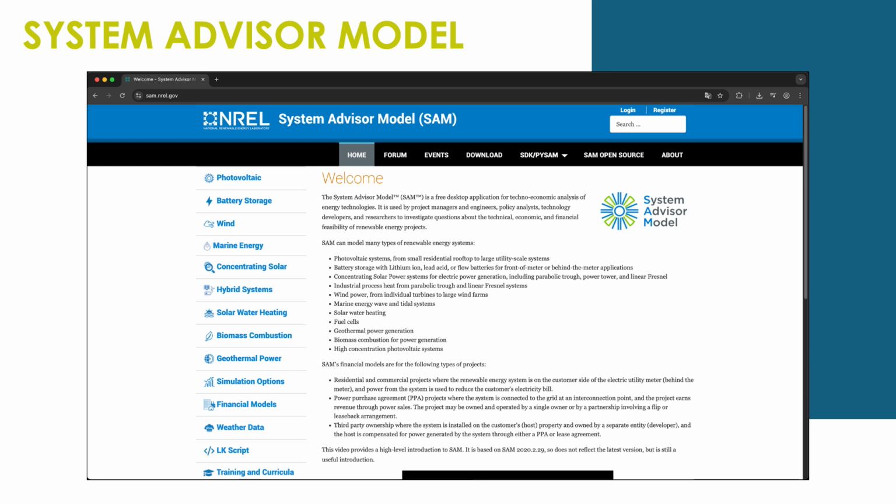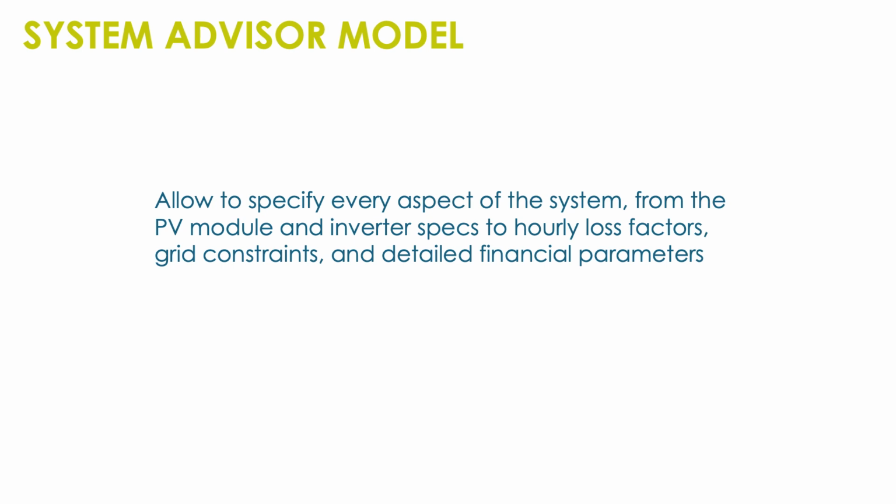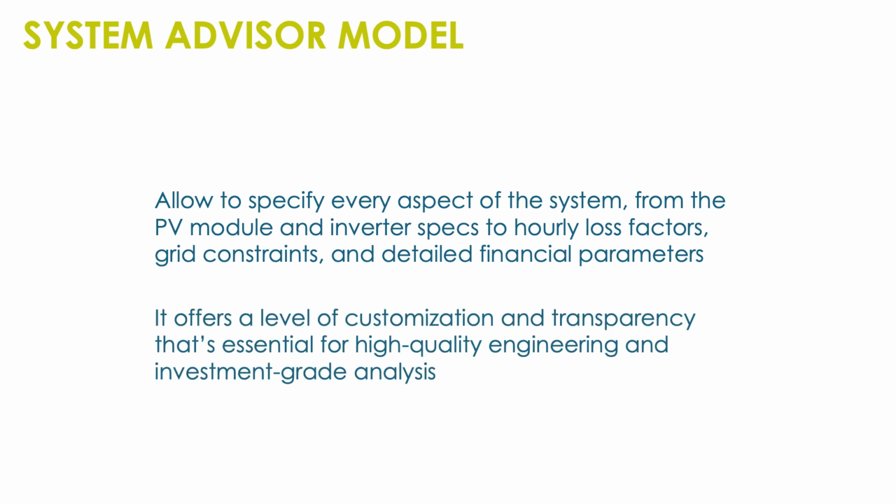If greater precision or control is needed, for example in a pre-feasibility study or financial assessment, more advanced software is often used. One such tool is the System Advisor Model, developed by NREL in the United States. SAM allows you to specify every aspect of the system, from the PV model and the inverter specs to hourly loss factors, grid constraints, and detailed financial parameters. While it's more complex to use, it offers a level of customization and transparency that is essential for high-quality engineering and investment-grade analysis. In short, tools like PV-GIS and Renewables Ninja are excellent, but as always, it's not just about using the tool, it's about understanding how it works, what it's good for, and where its limitations lie.